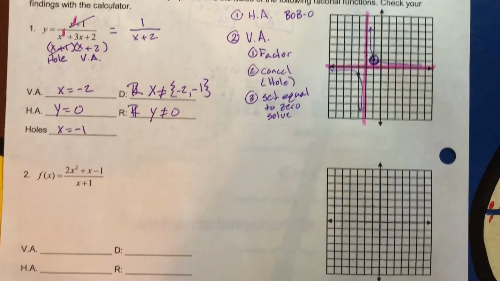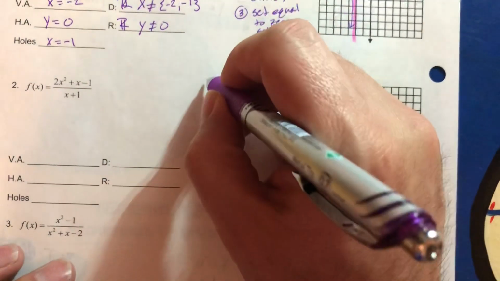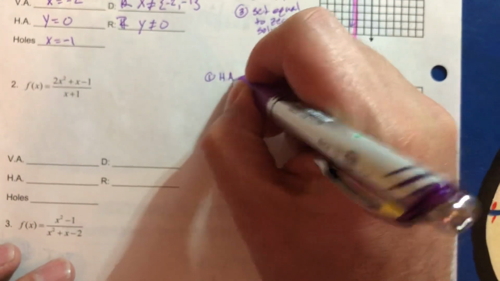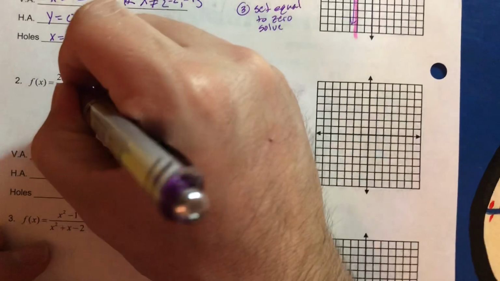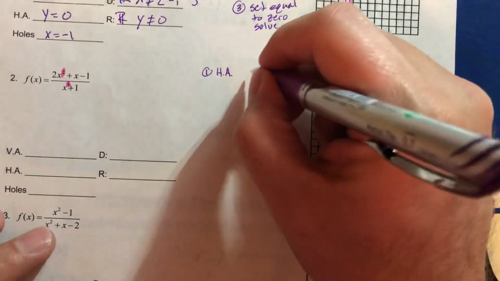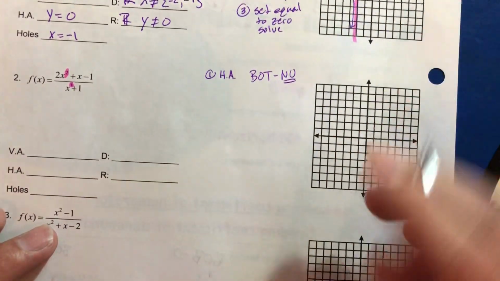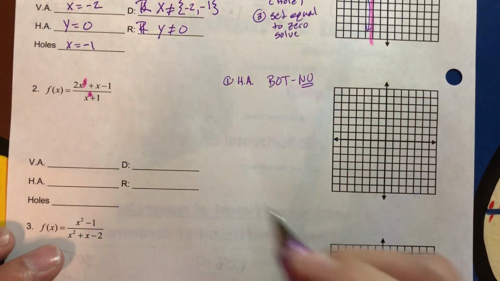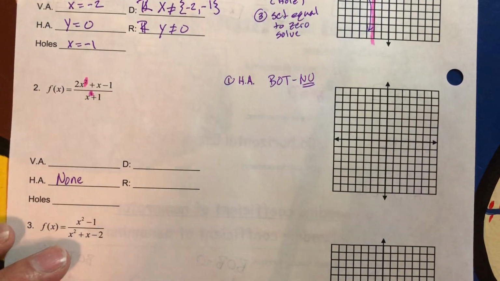And so then we'll do number 2 as well. Again, first thing I find is the HA. So I look at the highest exponent. So that one is bigger on top. No, so that's bottom. No HA, so for the HA we just put none. Okay.